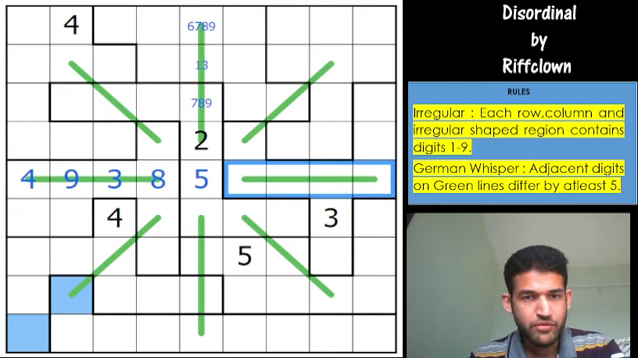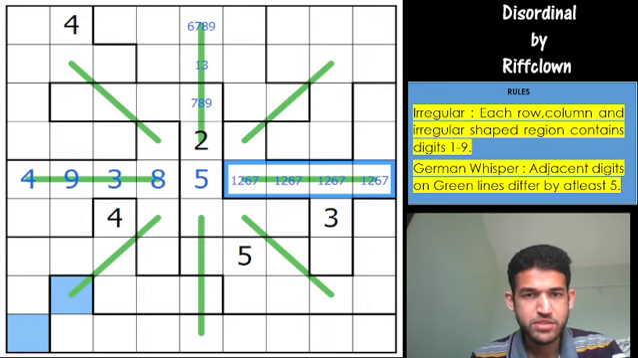So now we need to place 1, 2, 6, 7 inside these 4 cells. And 1 and 2 are from the same grouping, which means they go into these 2 cells or these 2 cells, right? We don't know yet. So let us just place them: 1, 2, 6 and 7.